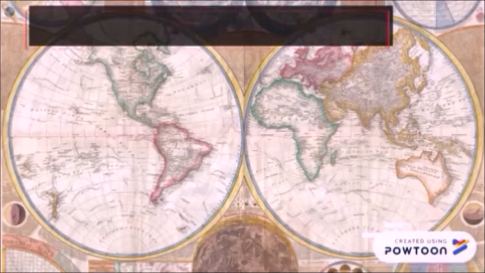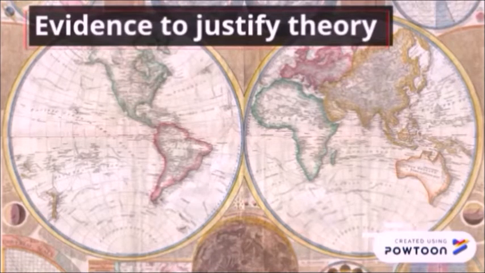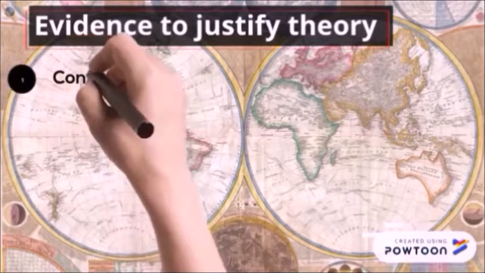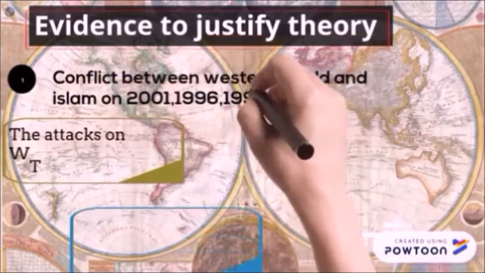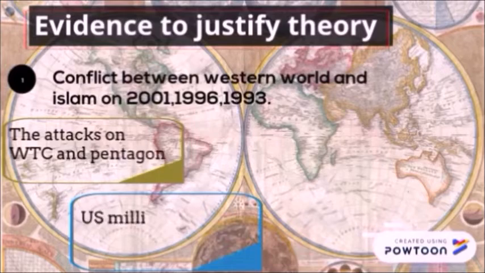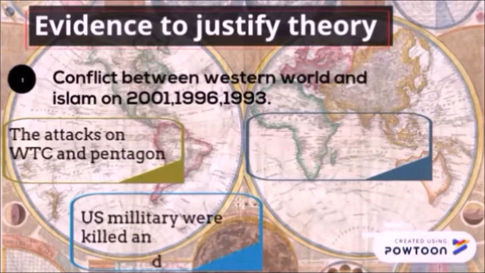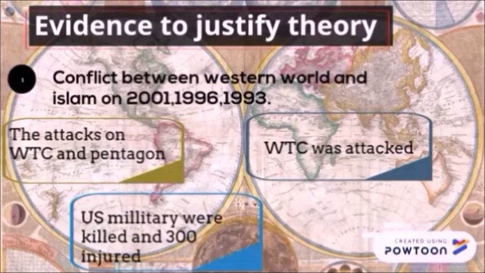Evidence that endorsed the theory. In 2001, the attack on the World Trade Center and Pentagon was viewed as the peak of conflict between the West and Islam. In 1996, US military personnel were killed in an attack in Saudi Arabia. In 1993, the World Trade Center was attacked by Ramzi Yousef.